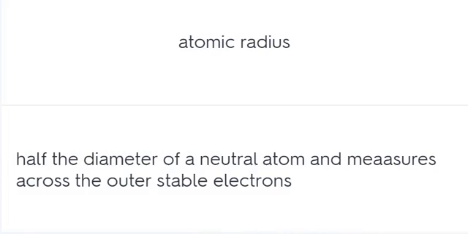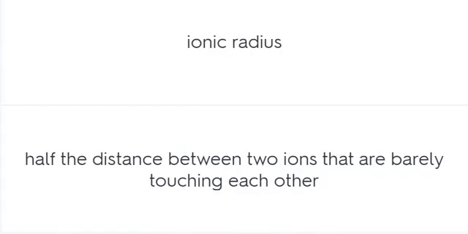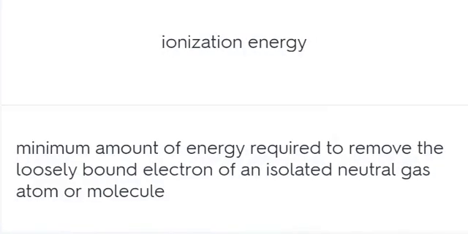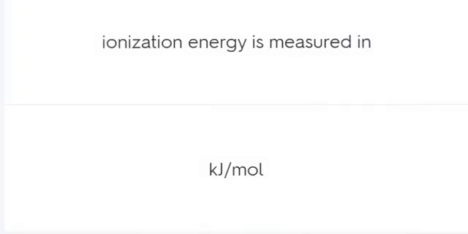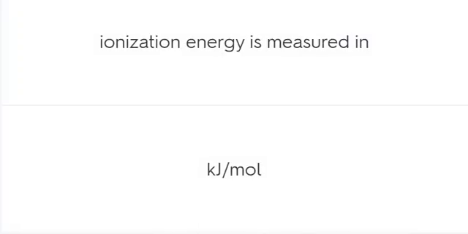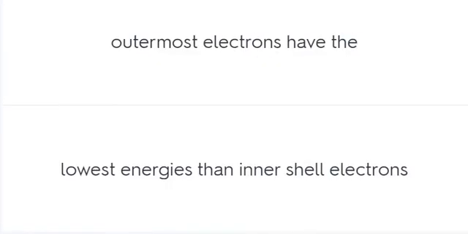Atomic radius: half the diameter of a neutral atom, measured across the outer stable electrons. Ionic radius: half the distance between two ions that are barely touching each other. Ionization energy: the minimum amount of energy required to remove the loosely bound electron of an isolated neutral gas atom or molecule. Ionization energy is measured in kilojoules per mole. Outermost electrons have lower energies than inner shell electrons.